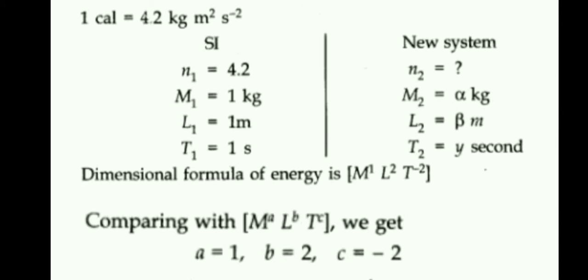Now the dimensional formula of energy is M to the power 1 L square T to the power minus 2. Now what we have to do, we have to take the dimensional formula of the new system as M to the power a, L to the power b and T to the power c. Now compare the dimensional formula of these two systems.